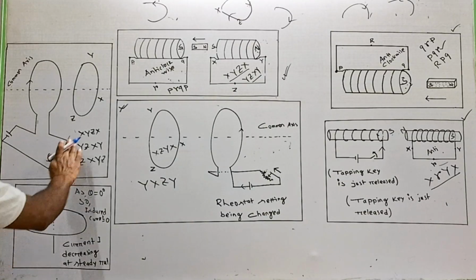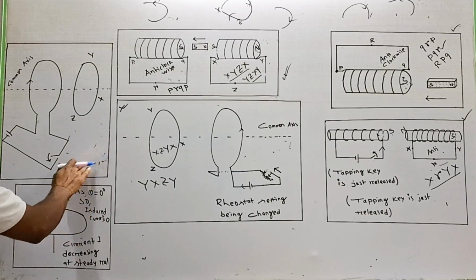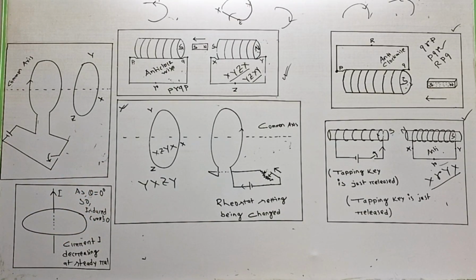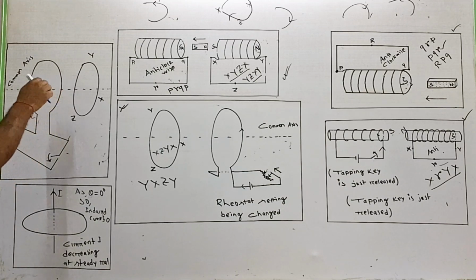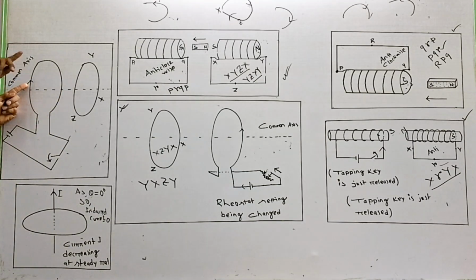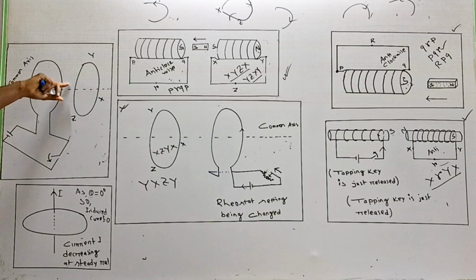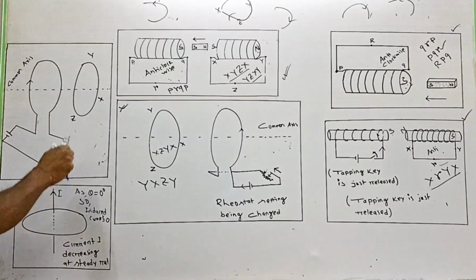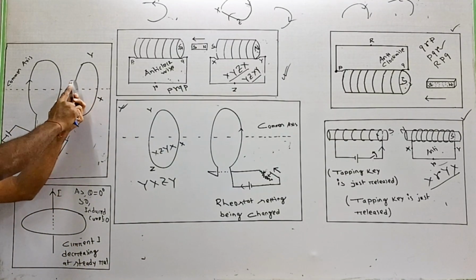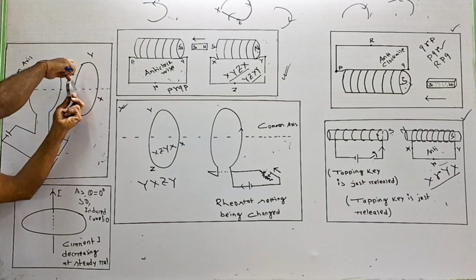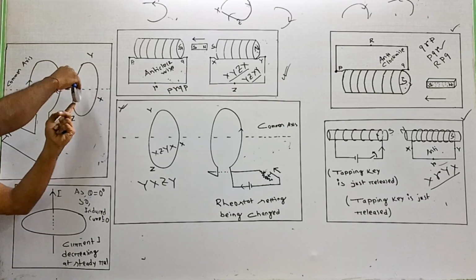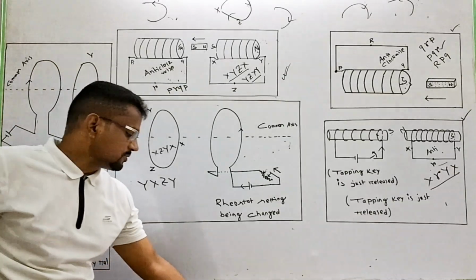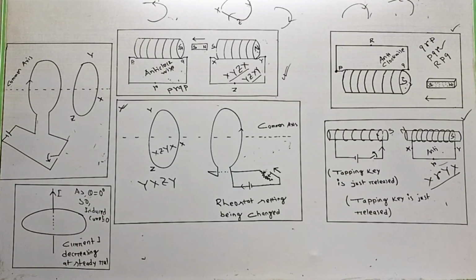Now come here. In this case, this is the common axis. Again, this is the inside loop and this is your outside loop. And here another coil is shown. Now it is like this. So this is the coil. This X is here. This Y is here. And this Z is here. So we have to say the direction of induced current. Common axis is given.